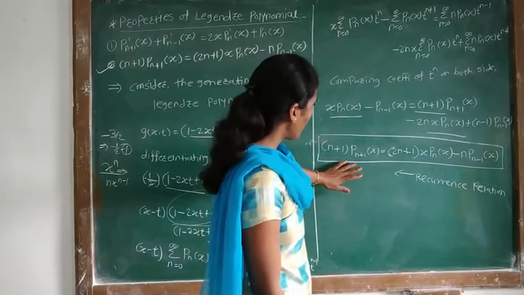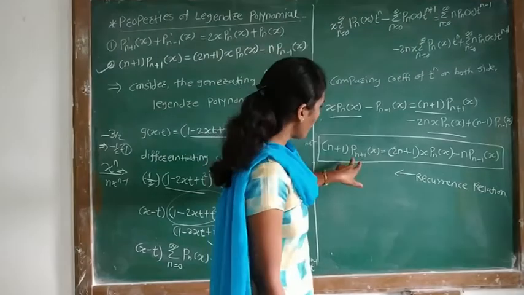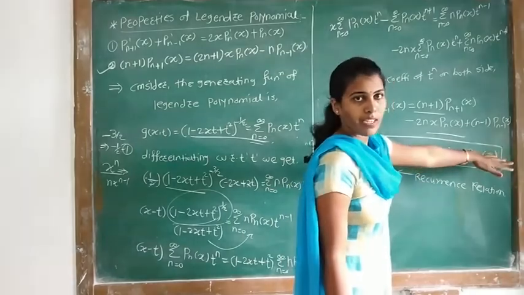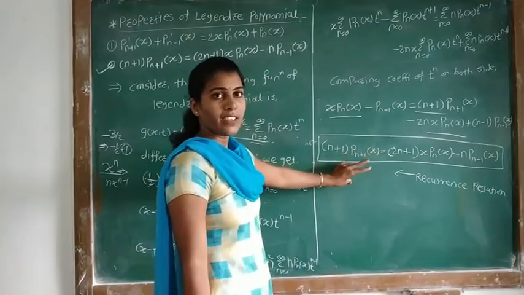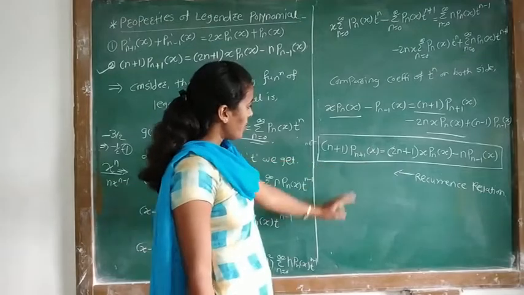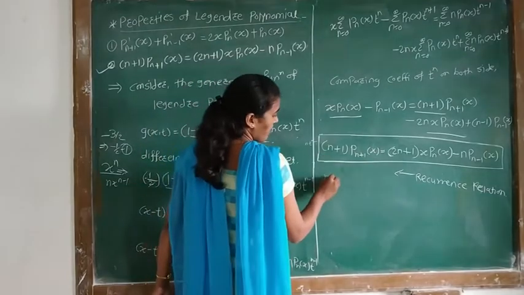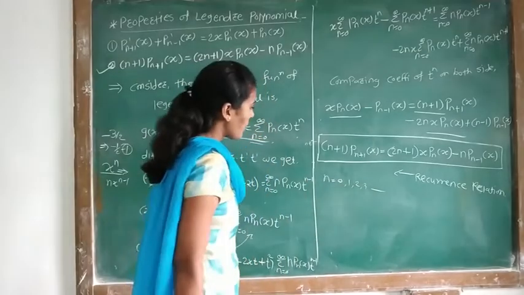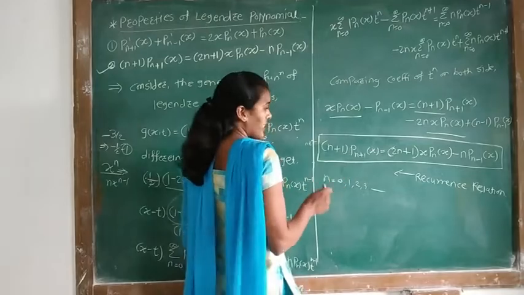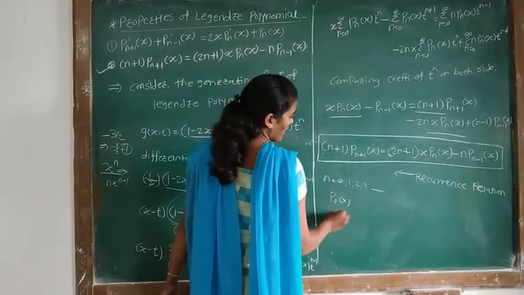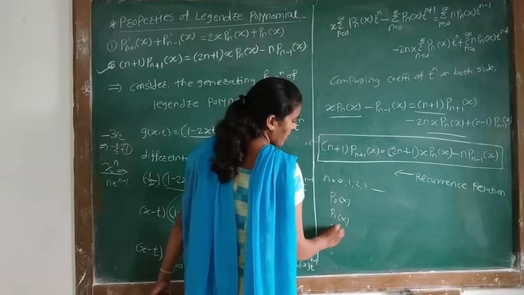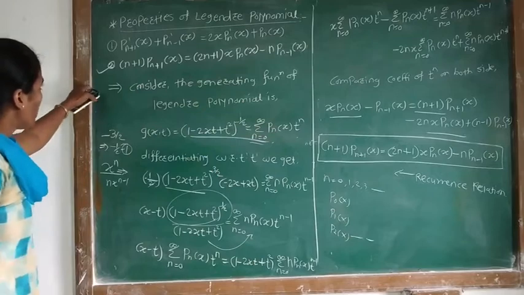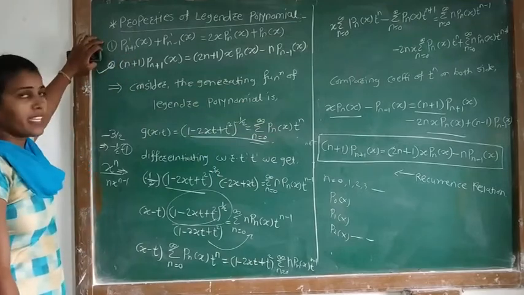This is the three-term recurrence relation. Why? Because in this equation, we have Pn plus 1 of x, Pn of x and Pn minus 1 of x. From these three terms, therefore it is called the three-term recurrence relation. From this equation, we put n equal to 0, 1, 2, 3 and so on. Then we will get the values of the Legendre polynomials P0 of x, P1 of x, P2 of x and so on. Now, we will discuss the first property.